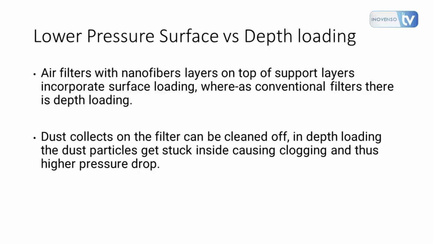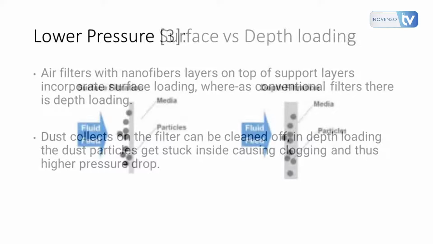So the main question is surface versus depth loading. Since nanofiber layers need to be supported by a substrate, they collect the particulate matter on the surface. Like I said earlier, it has surface-loaded particulate matter on top of the filter. So the dust can be easily cleaned off, and it reduces the chances of clogging and higher pressure drop. So let's go on to the next slide.